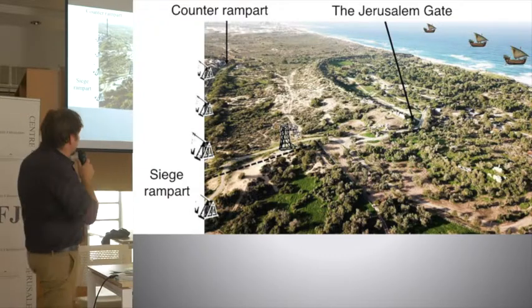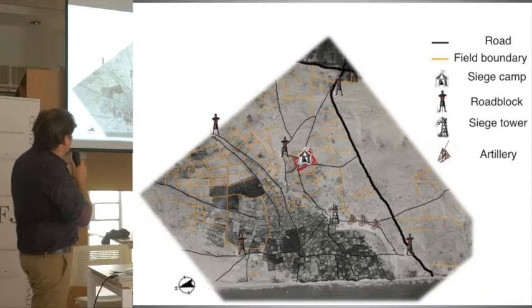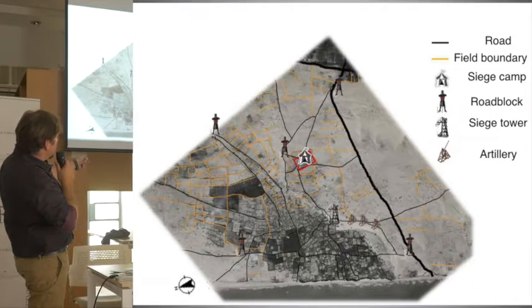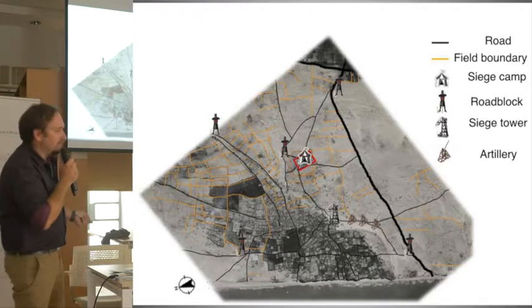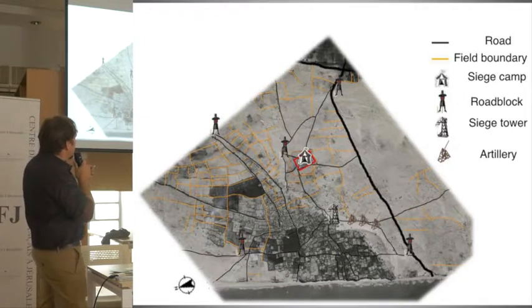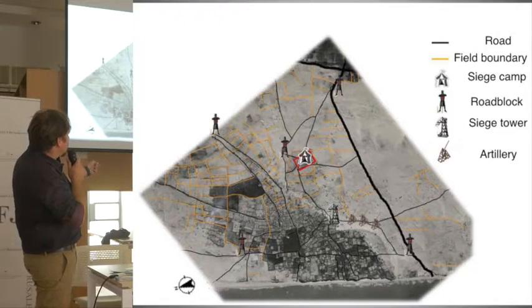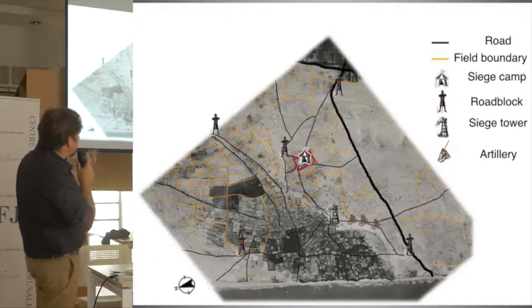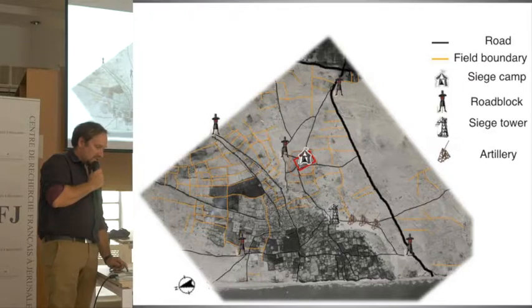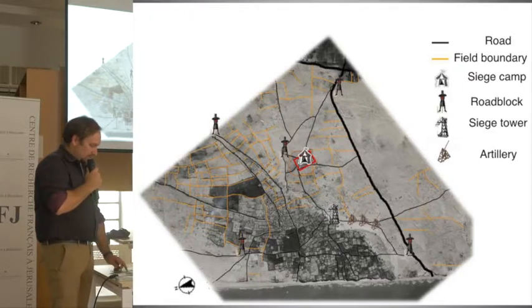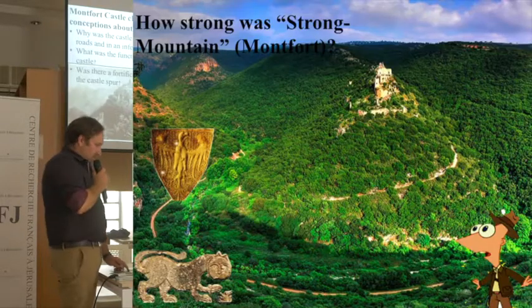So what I think is we can actually reconstruct not just the position of the siege tower or the siege rampart or what is left from it, whether it's from 1153 or from Saladin's conquest of the city. We have the rampart itself, which would give us the position of where the walls were breached, maybe even a counter rampart that was used for artillery, and we can basically reconstruct the entire siege based on the landscape reconstruction.